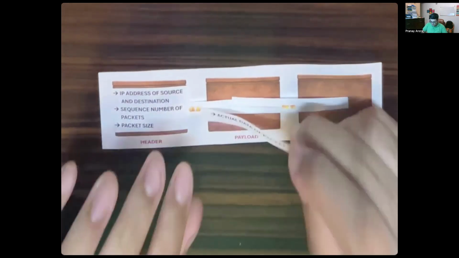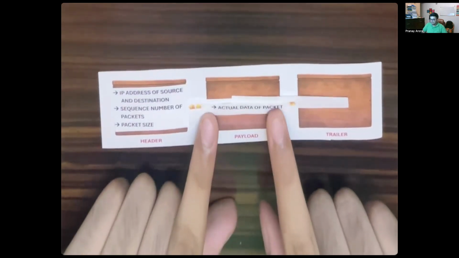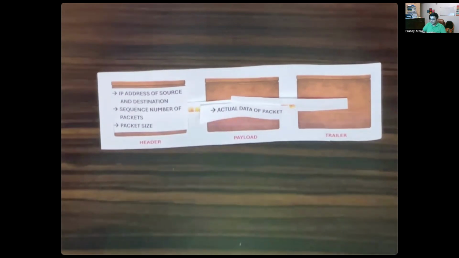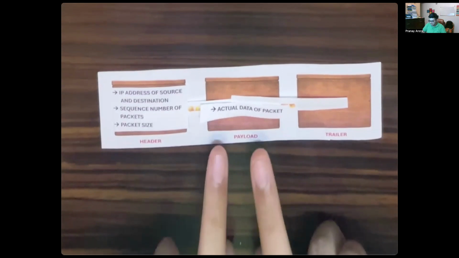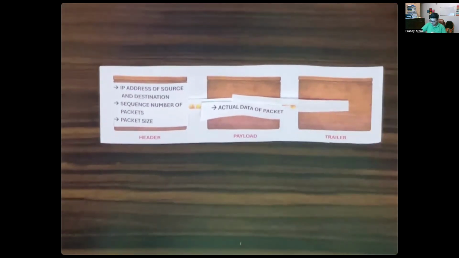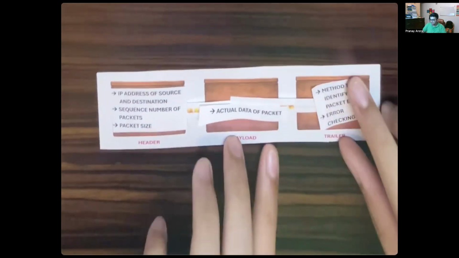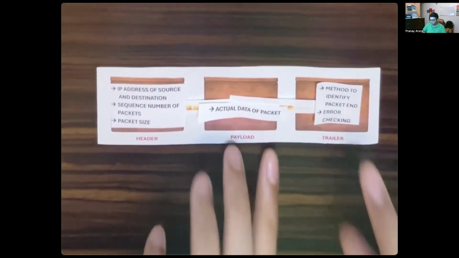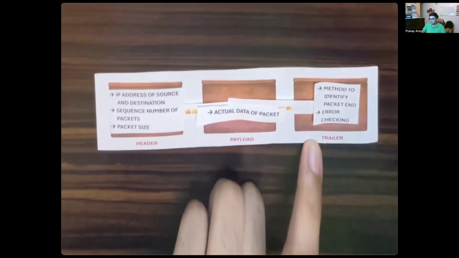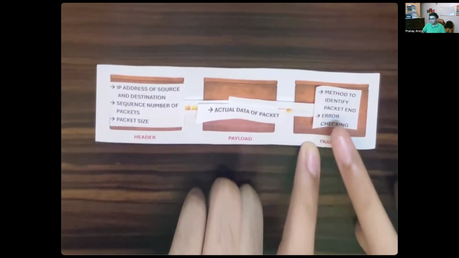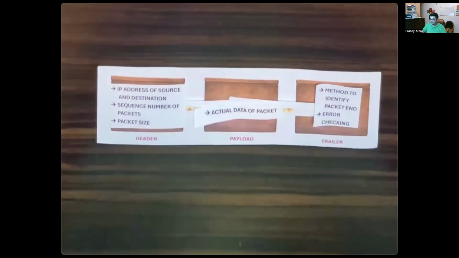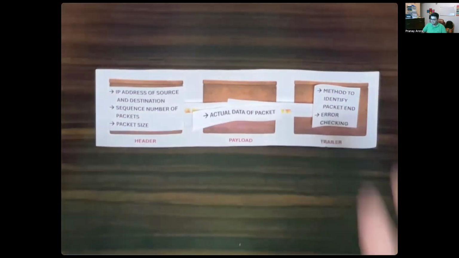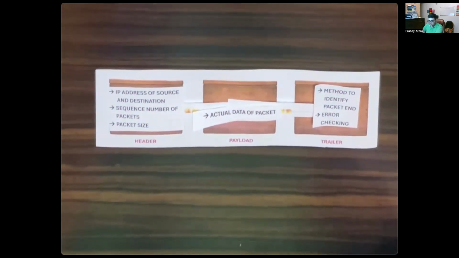Now, as you can see, the payload contains the actual data of the packet. Obviously, we have broken the data into packets, but what does this packet hold? The actual data of the packet is in the middle, in the payload. And finally, in the trailer, we have a method to identify the end of the packet. The trailer signifies that this is the end of the packet. And we also have error checking methods. These error checking methods are used to check if the packet has been corrupted, if the packet has been damaged during the data transmission. Moving on to the next topic.